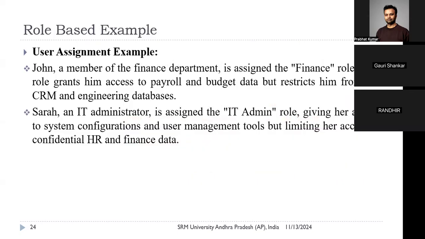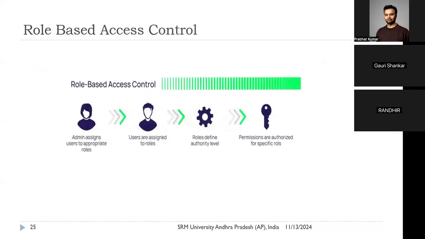So the same example is taken, user assignment. John is a member of the finance department. He is assigned to the finance role, and this will grant him access to payroll and budget data, but restrict him from the CRM and engineering database. Same thing actually. So this is role-based access control.